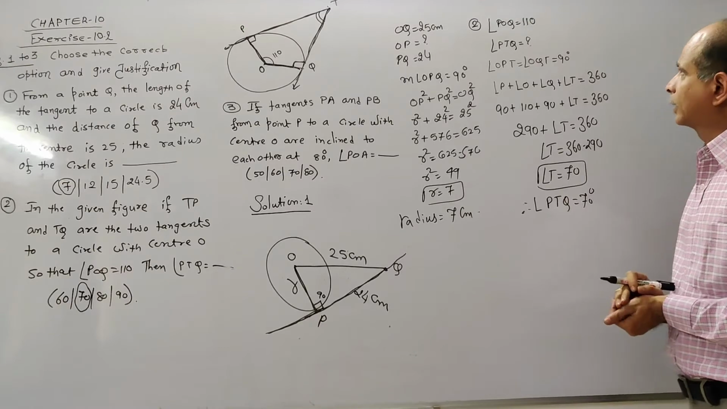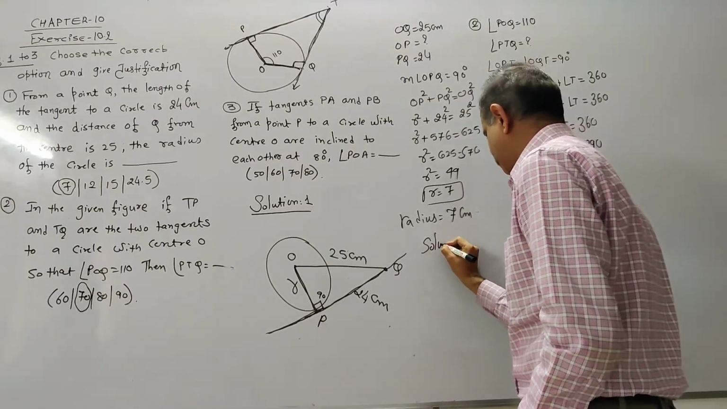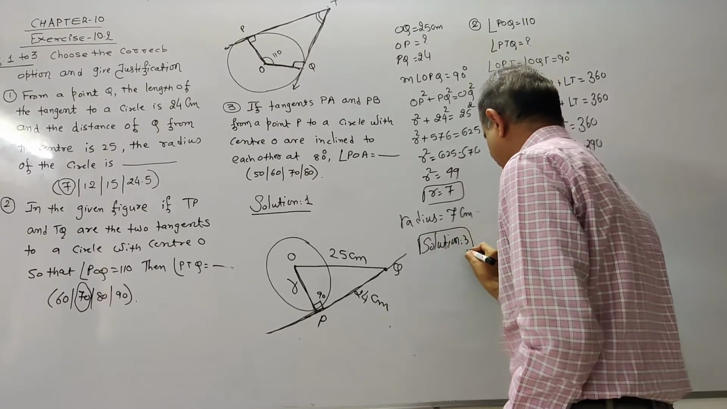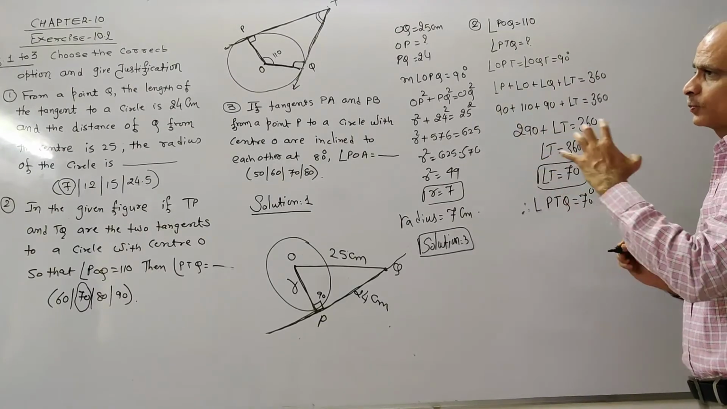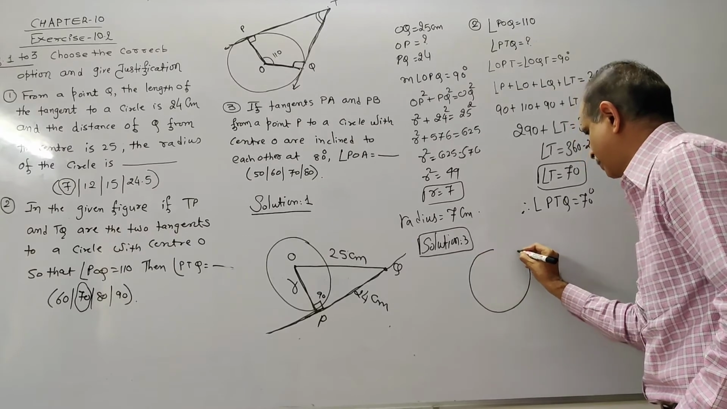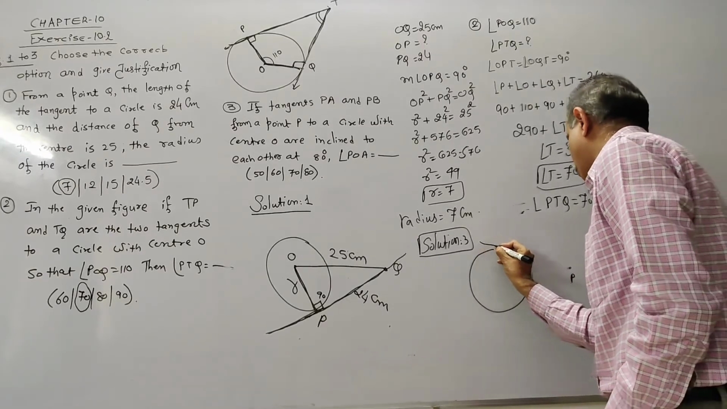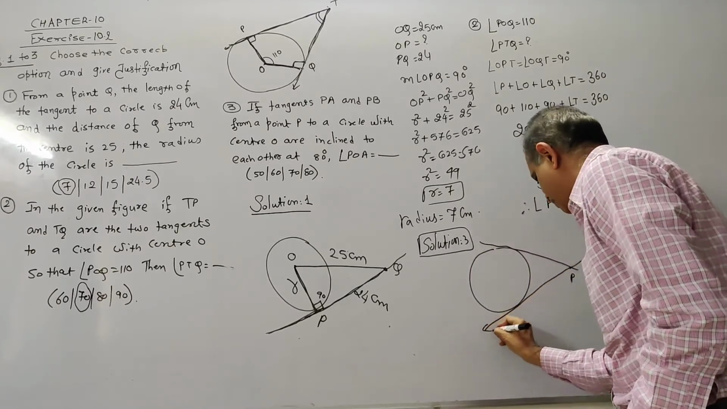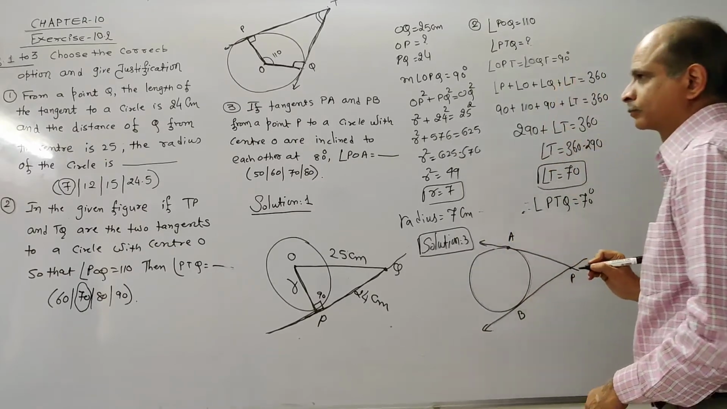Well, now let me start example number 3, solution number 3. Two tangents PA and PB from a point. So here the figure is not given to you. Here you have to draw the figure. Let me take one point P. We have drawn two tangents, PA and the other tangent is PB. This is PA, this is PB.